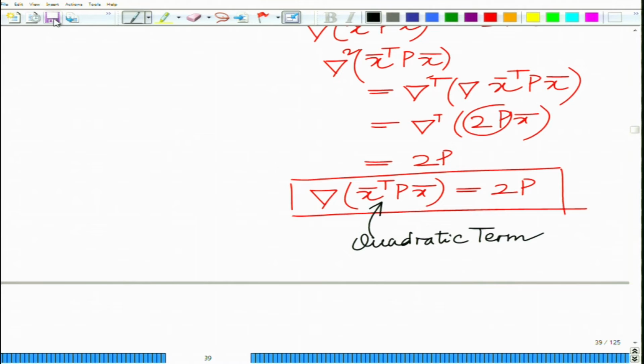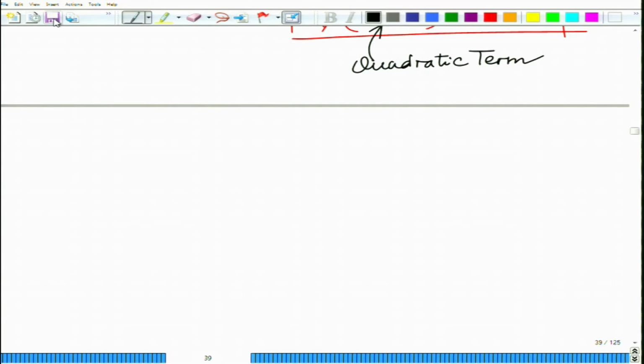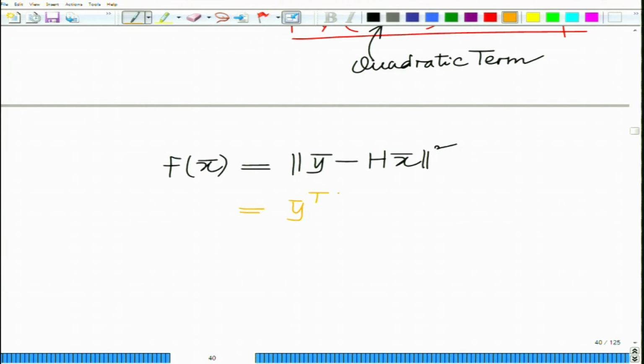This is a quadratic term. Okay. Now we go back to our original least squares cost function, that is f of x bar, and then we compute its Hessian. So if you go back to the least squares cost function, you will see that the cost function is norm of y bar minus h x bar square, which is y bar transpose y bar minus twice x bar transpose h transpose y plus x bar transpose h transpose h into x bar.